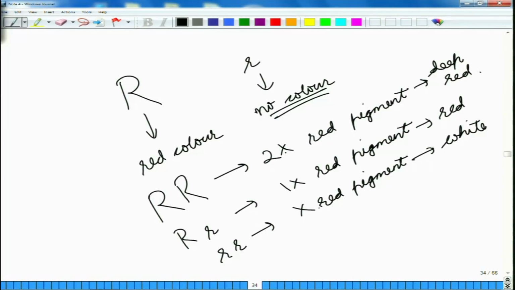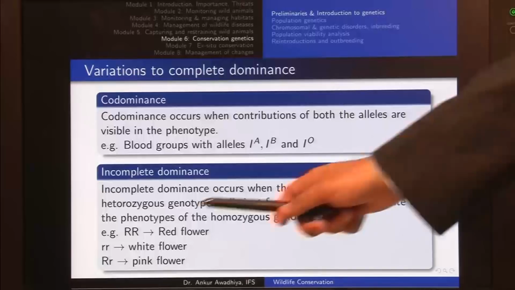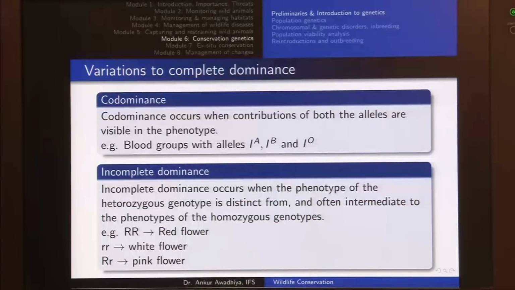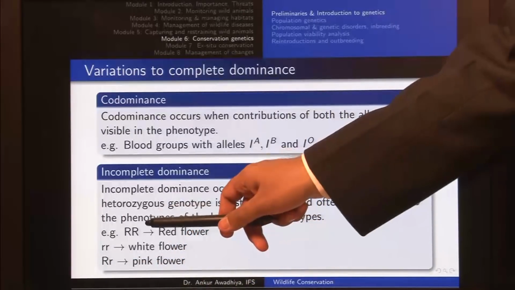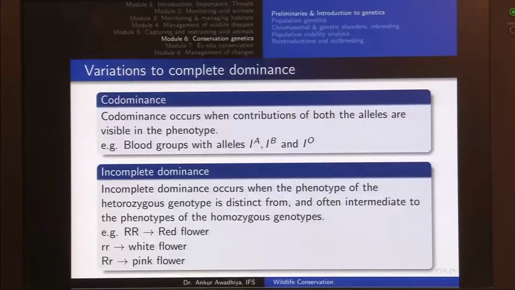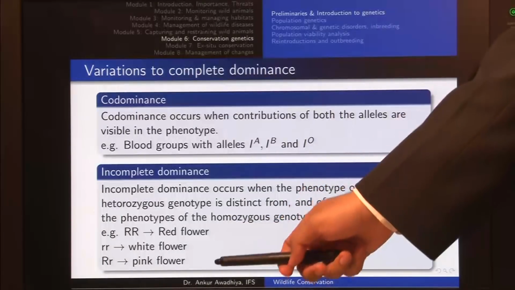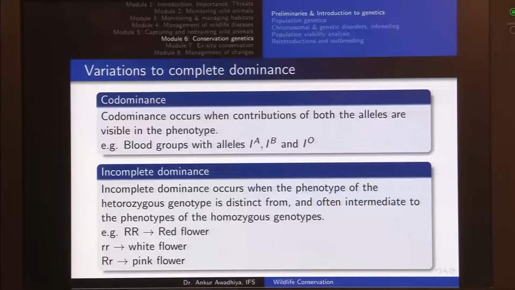In these circumstances, this would look like a red color, this would look like a pink color, and this would look like a white color. So in the case of incomplete dominance, these alleles are not completely dominant, they are somewhat dominant. If you have a capital R and a small r, then you can see traces of the capital R in the form of red pigments, but these red pigments are not enough to provide a completely dominant phenotype. So it will provide an intermediate phenotype which will look pink, or a light red color. So these were the definitions that we had to deal with.